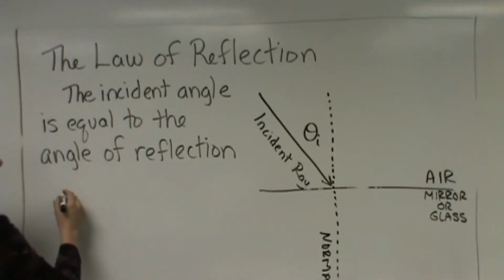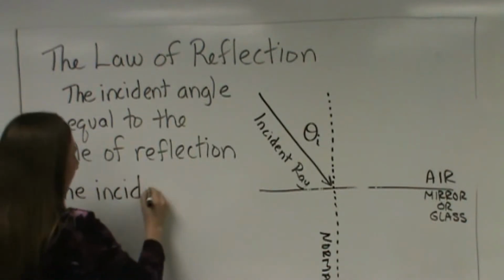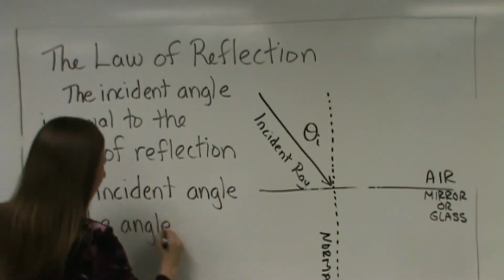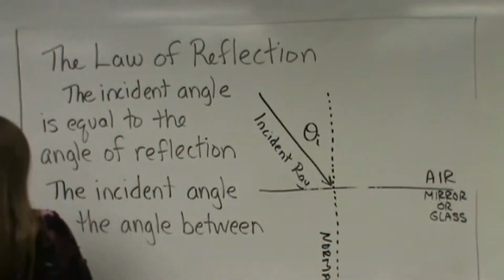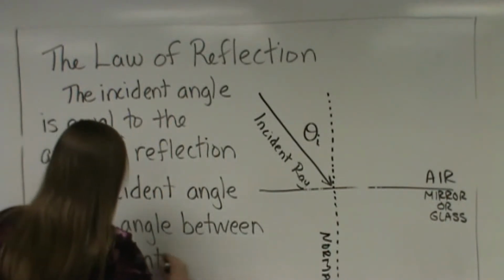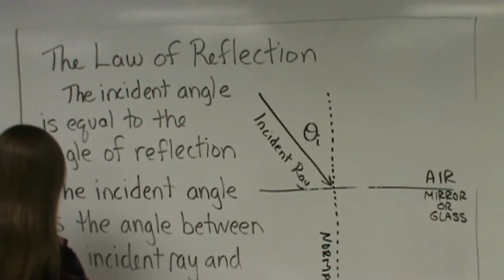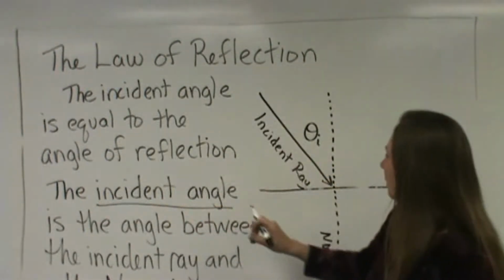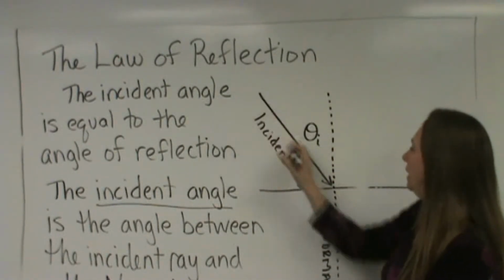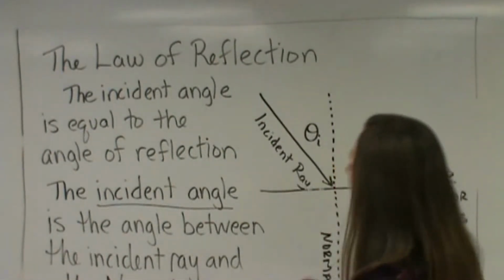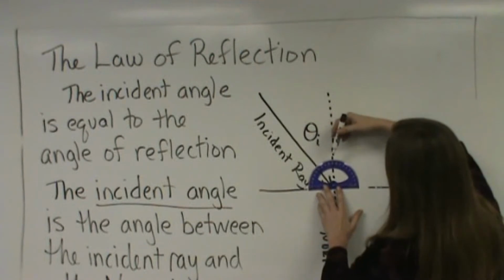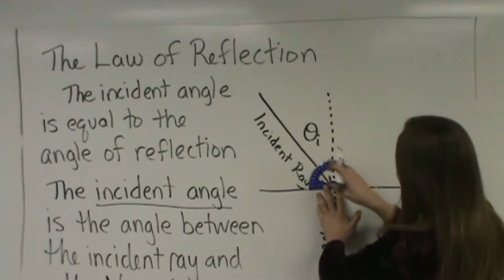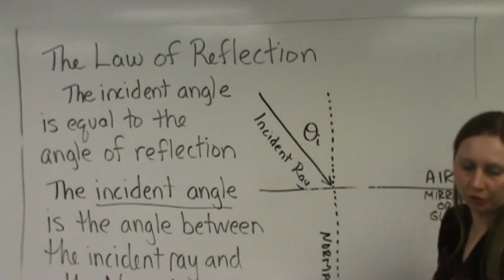And I'm going to define the incident angle. The incident angle is the angle between the incident ray and the normal. So the incident angle is the angle between the incident ray and the normal. We could measure that angle with a protractor. Here's my protractor. And right about now, that is starting up at 90, 10, 20, 30, 40. That's about a 40-degree angle in here. My incident angle here is about 40 degrees.